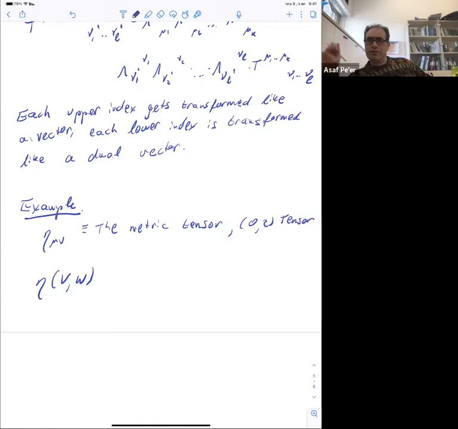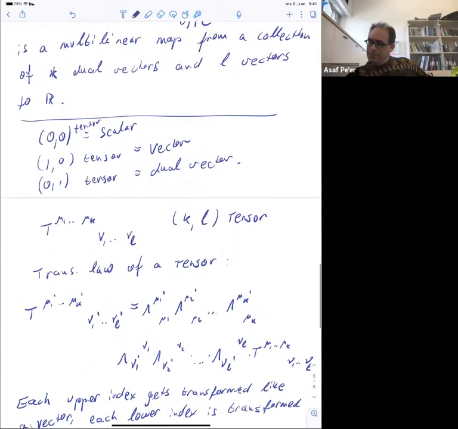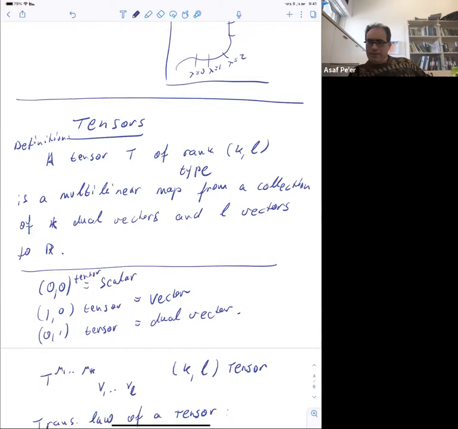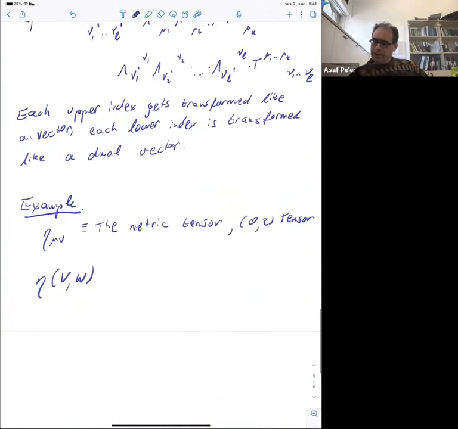Remember, a tensor of rank K, L, or 0, 2, is a multilinear mapping from a collection of K dual vectors, K here is 0, so no upper indices, and L vectors, so 2 vectors, to R. So when I take this metric tensor and operate it on 2 vectors, I get something which belongs to R, right? So in reality, this is eta mu nu, v mu, w nu.